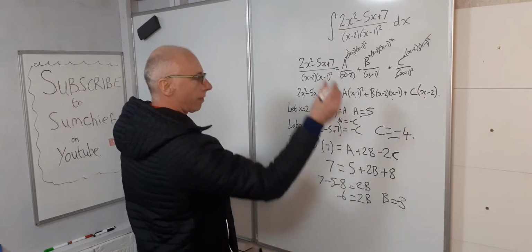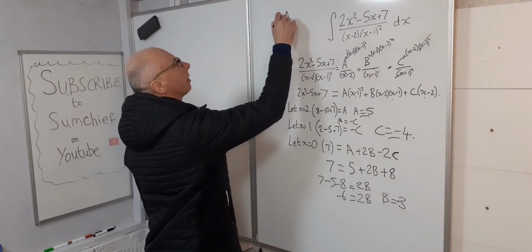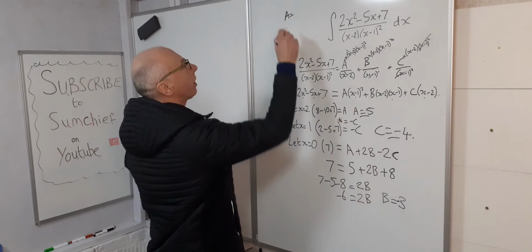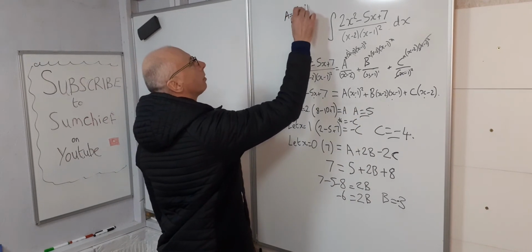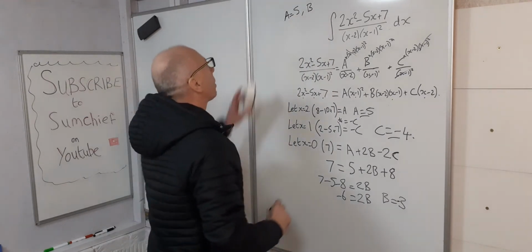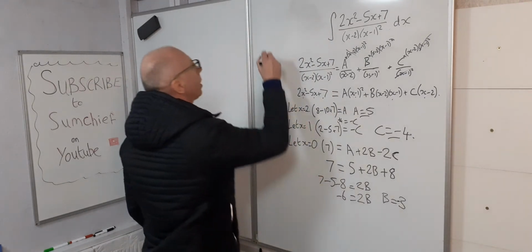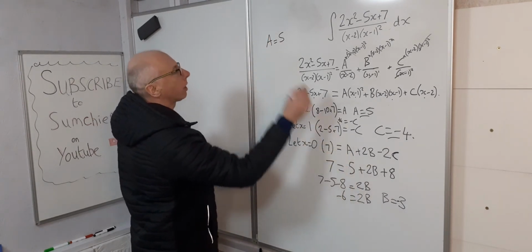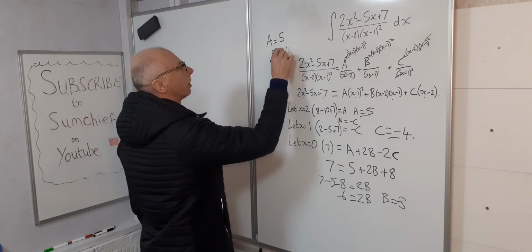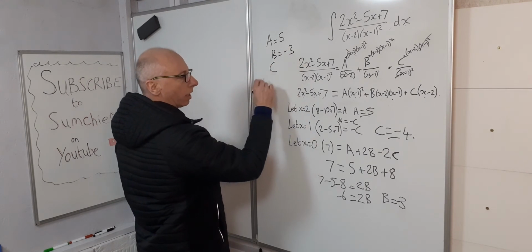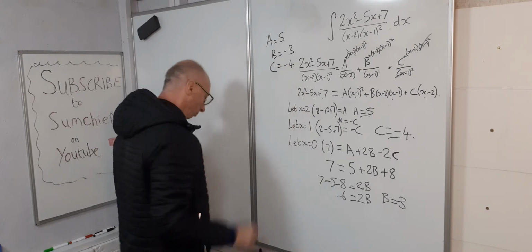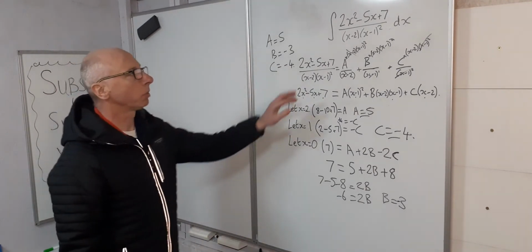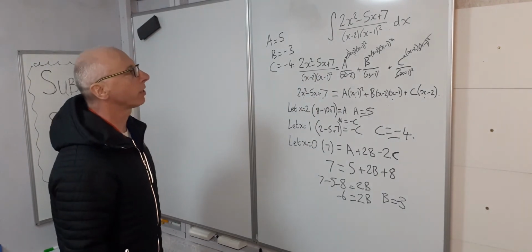So we know that a equals 5. B, let's write that down where you can see it better. A equals 5. B equals minus 3. And C equals minus 4. Okay, so that's our final result there on the partial fraction. We still haven't integrated yet, so we've still got to integrate this thing.